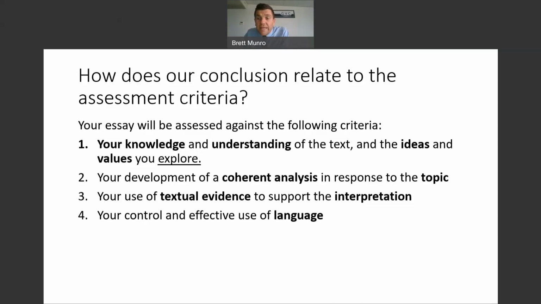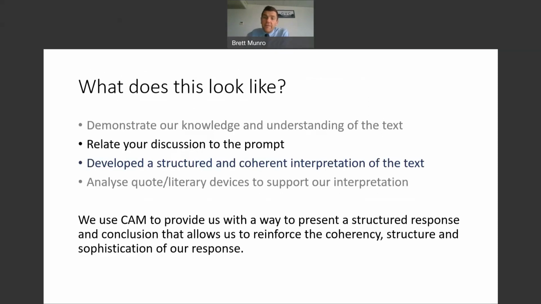So we want to look at what exactly you need to do in your conclusion in order to best meet these criteria. What I've done on this slide is take out the criteria that you don't necessarily do in your conclusion. You either do them indirectly, in that you're mentioning stuff that's happened before, or you actually do them explicitly, and that's the one in black and blue. So you'll notice here that in black we have relating your discussion to the prompt. It's really important that we do this.